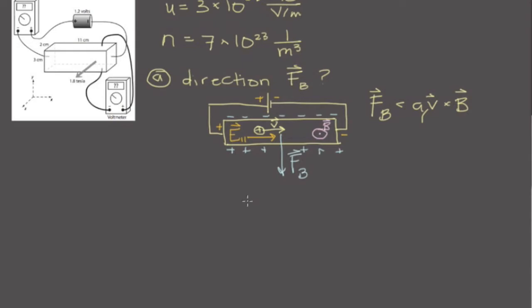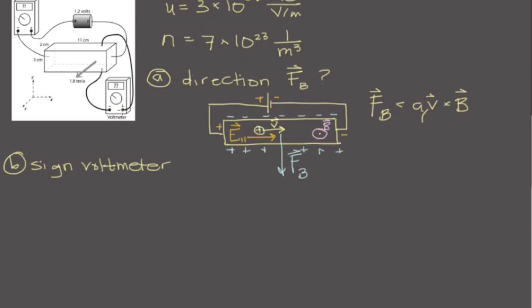Excellent. So we've already answered this question about where FB is. We've also gotten a little extra information that might help us with part B of this question. Part B asks us for the sign of the voltmeter. You'll notice that the voltmeter is attached to the top and bottom panels, where the positive end of the voltmeter is attached to the top panel.